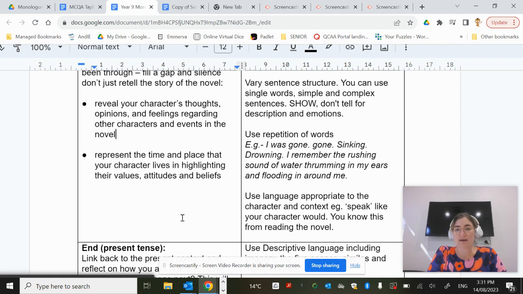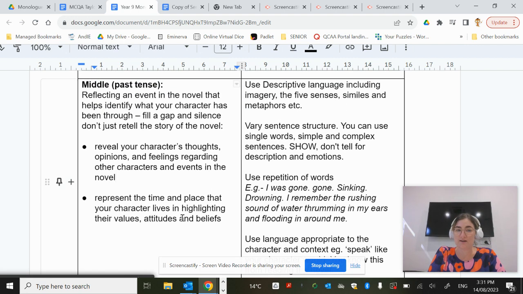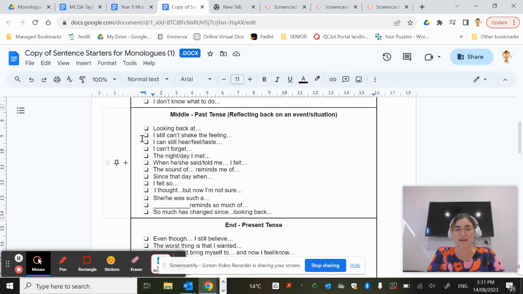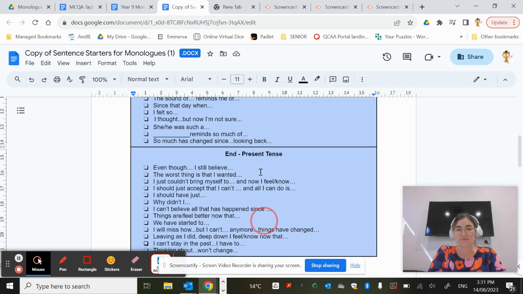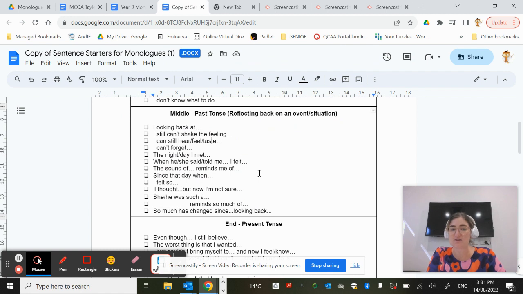Now, when you're going into the past tense, because you're reflecting on things that have happened in the past, you need to use past tense language. Okay, so it's this middle one here. A good way to get into your past memories is to use some of these sentence starters: since the day that, or since the day when, or I thought something, but now I'm not so sure, or such and such reminds me so much of, and then that section would be in the past.